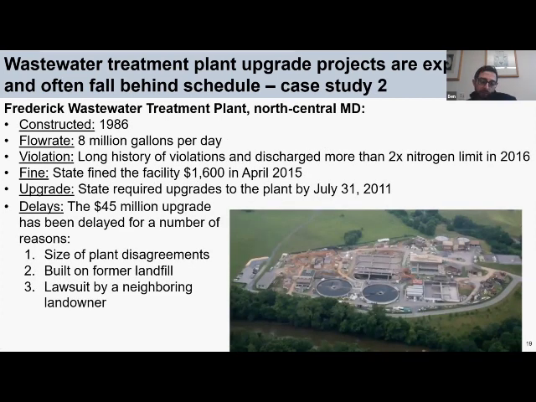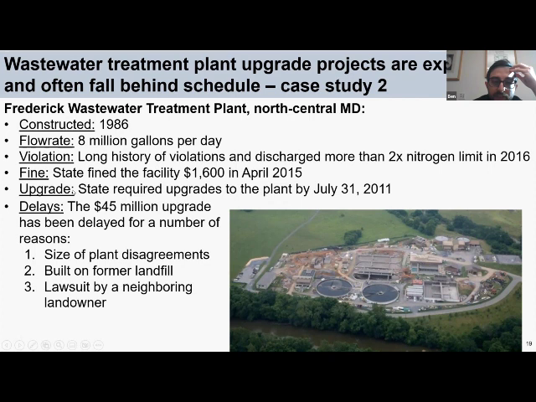So the second one is also in Maryland. It was the Frederick wastewater treatment plant. It was constructed in 1986. It's pretty small, so 8 million gallons per day. I wouldn't say it's small, but it's smaller than the one we just talked about. And it had a really long history of violations, discharging more than 2 times its nitrogen limit in 2016, but those went back decades. So the state fined the facility $1,600 in April. Again, that value is pretty low.